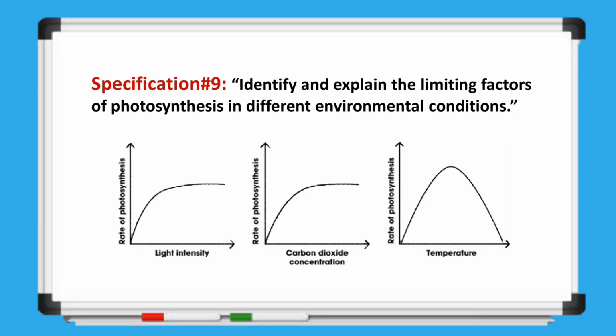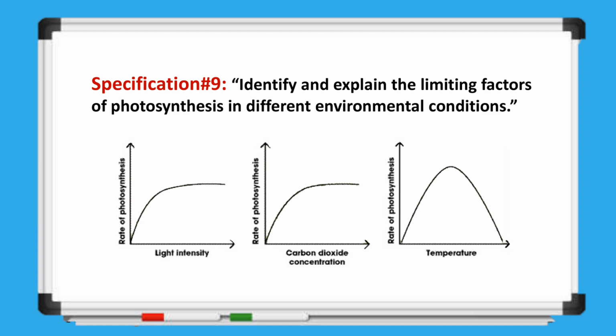So now we have reached our final topic of this unit. According to specification number 9, we need to identify and explain the limiting factors of photosynthesis in different environmental conditions. And throughout our investigations involving photosynthesis in aquatic plants, we have already come across the term limiting factor quite a few times. But now we are going to explore it in depth. And here, you can see the graphs that show how the rate of photosynthesis changes with light intensity, carbon dioxide concentration, and temperature. We will go through each of these step by step, so let's begin.